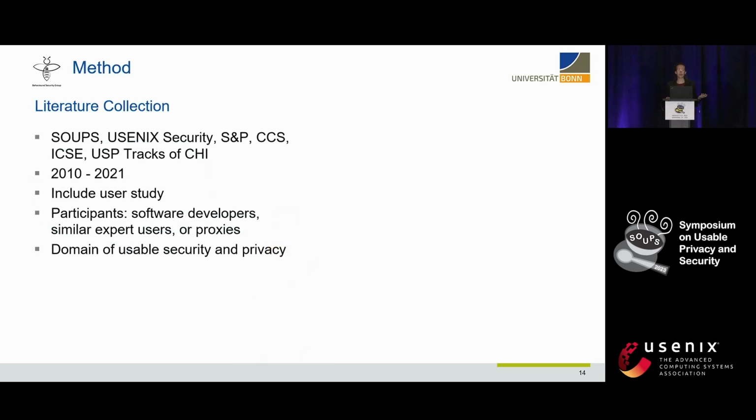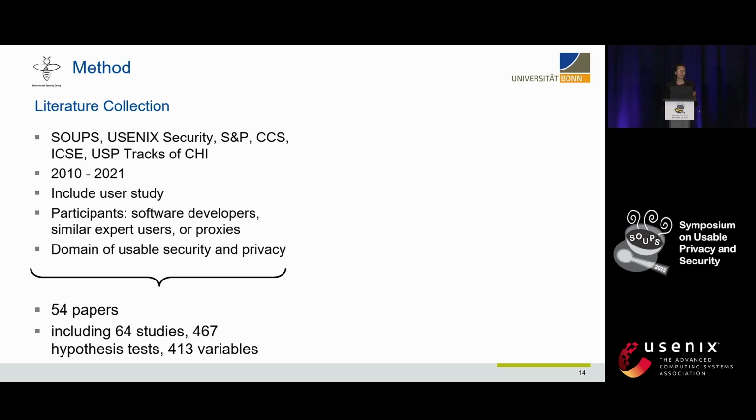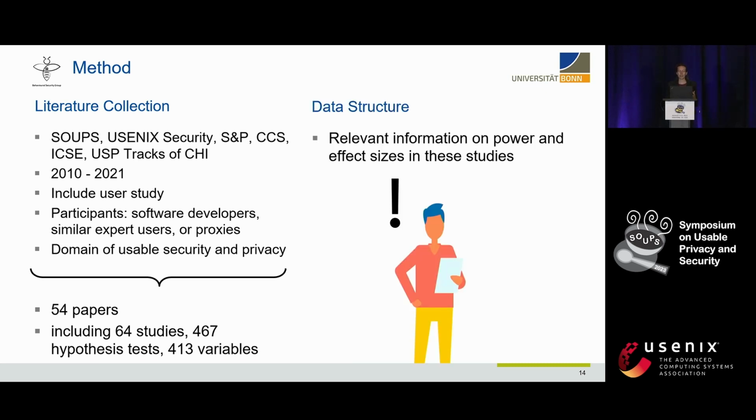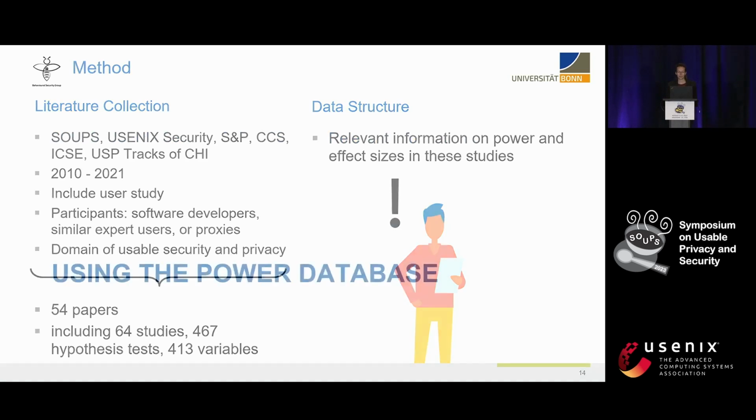So what we tried to do in our work was we wanted to make finding similar studies and reasoning about effect sizes easier for us as a community. And we collected literature from 6 different conferences, and we ended up with 54 papers, which we included, and they encompass 64 studies and quite a lot of hypothesis tests and variables. We then used this information and developed a data structure for it and focused on the information needed to conduct power analysis, so a lot of effect sizes in our database.